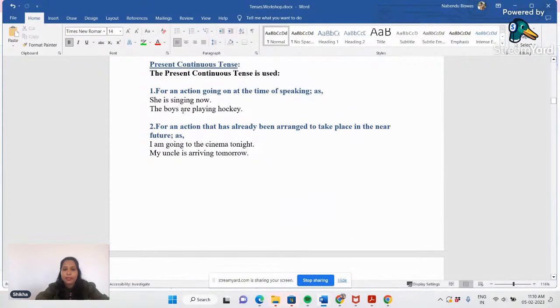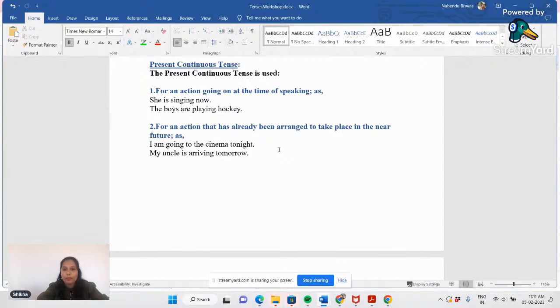So here, present continuous tense talks about an action going on at the time of speaking. Already I mentioned to you, it is also used for an action that has already been arranged to take place in the near future. So sometimes you already plan an action which you are going to do in the future, and for that, if you use future tense, that would be incorrect. It would be correct if you use present continuous tense. Why? Because you have already planned for that, and you are sure that you are going to do that.